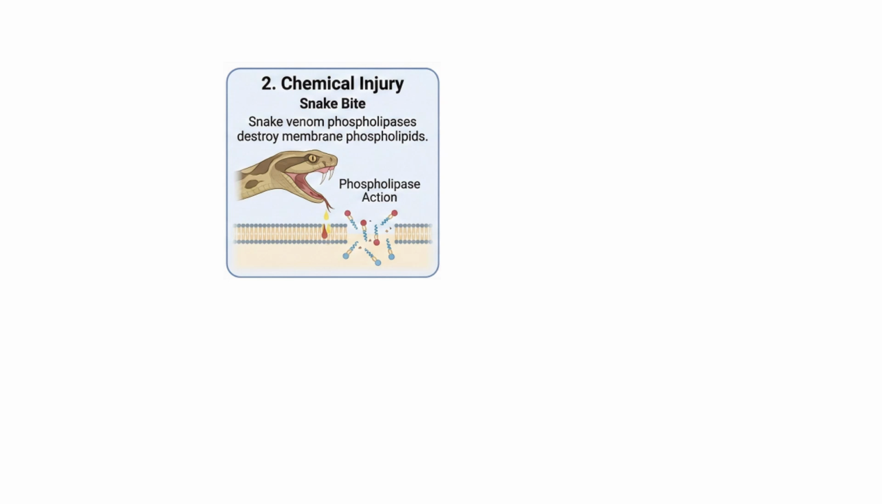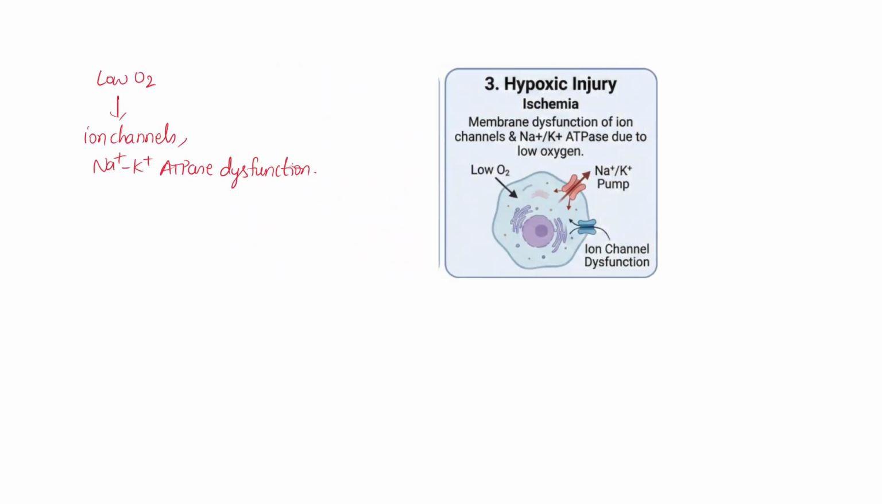Then next comes the hypoxic injury. Hypoxic injury, that means there is low oxygen levels. Because of low oxygen levels, the ion channels and the sodium-potassium ATPase will not be functioning properly. Because of that, the cell will not be functioning. That is a hypoxic injury.